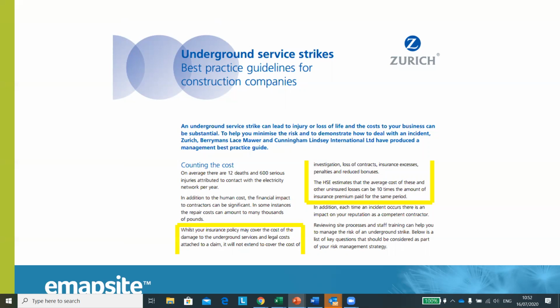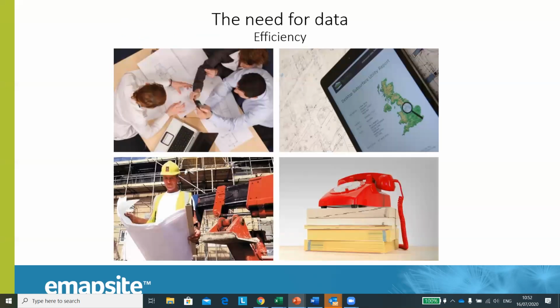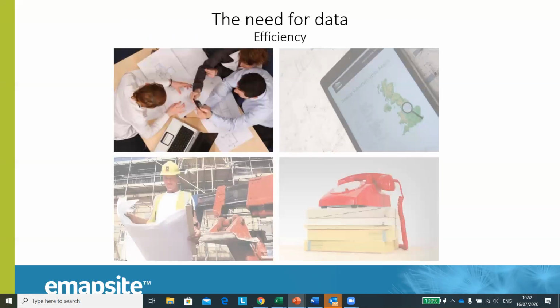And so moving on from costs, a further area in which a utility report is useful is providing efficiency benefits. So in the planning stage of a project, utility plans can be used to aid decision making.